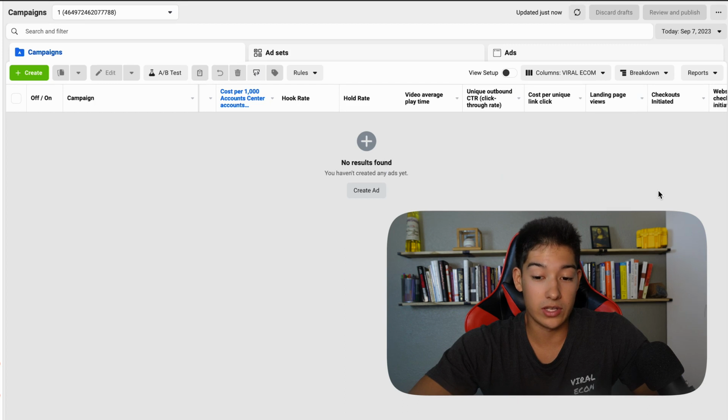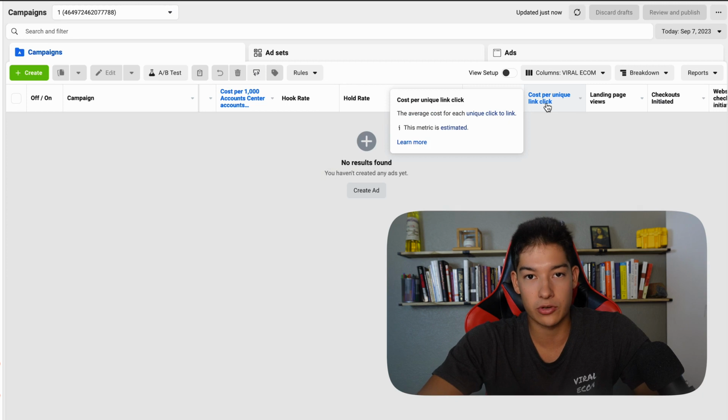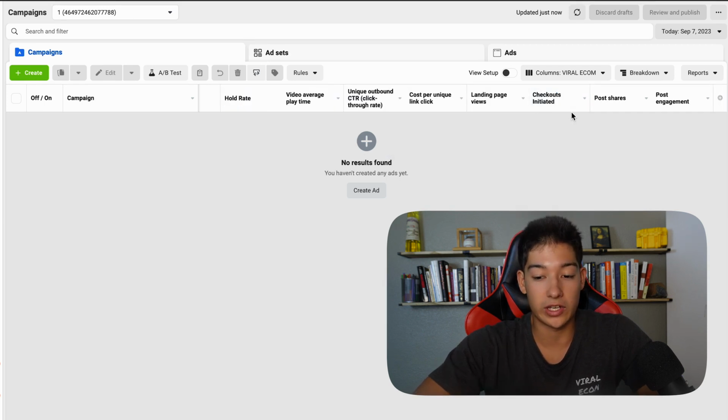And moving on, we have the unique outbound click-through rate. So this is the percentage of people that saw your ad, made a click, and then also made a click on your website. So I think this is the best CTR to look at. And cost per unique link click is next, which is also very important. It's a good CPC metric to see people clicking on your website, which is ideally what you want them to do. And then we have checkout initiated, post shares, and post engagement.